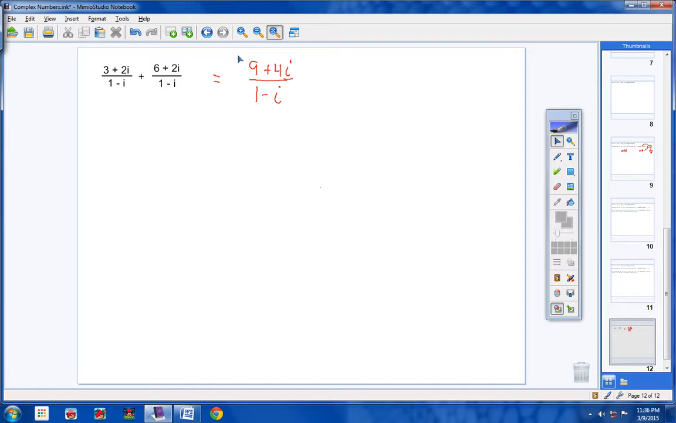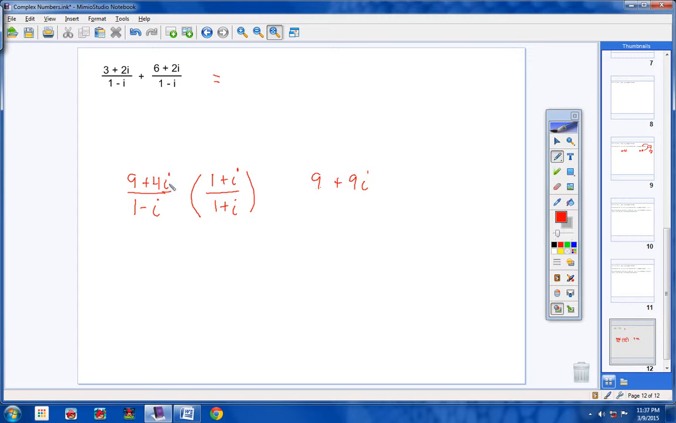And when I said that we were saving the most difficult problem for last, I didn't know we had a common denominator. I thought we had to get a common denominator, so this is really pretty simple. We're going to multiply the top and the bottom by the conjugate. 1 plus i. 1 plus i, okay? So here we go very quickly. 9 times 1 is 9. 9 times i is 9i. Now we'll take the 4i and multiply it through. 4i times 1 is 4i.